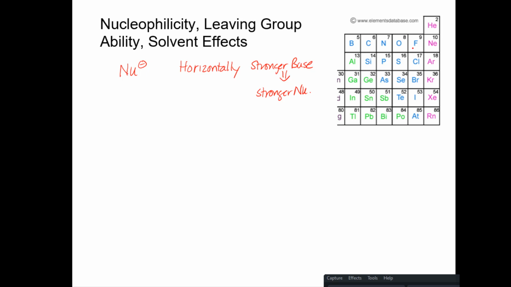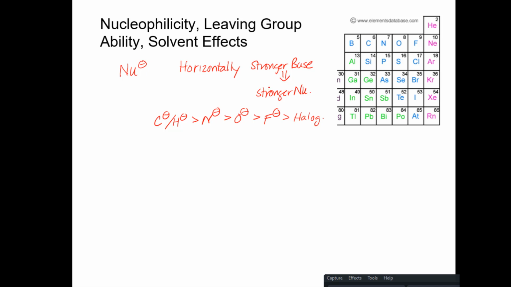So in a horizontal relationship, a C minus or an H minus are not only the strongest bases, they are also the strongest nucleophiles, followed by an N minus, followed by an O minus, followed by an F minus, and then followed by the rest of the halogens. Okay, so horizontally, nucleophile strength is directly related to basicity.